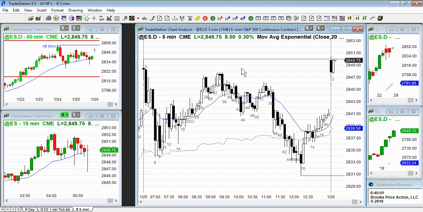Bulls trying to get a good looking bull bar. I would say 25% chance 1 will remain the low of the day. 75% chance it will not. So 75% chance we're going to get below the low of 1 at some point today, probably in the first hour. Bears trying to get a micro double top on the day in addition to the double top here.